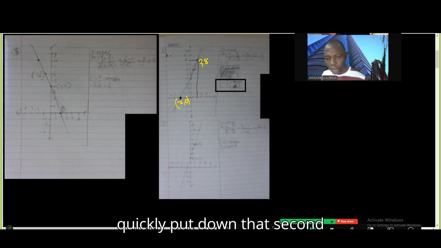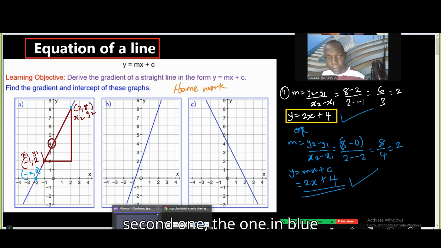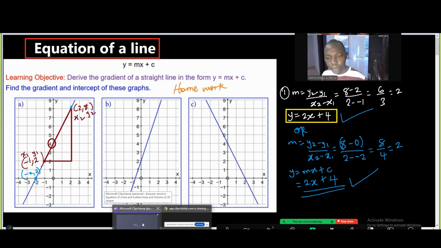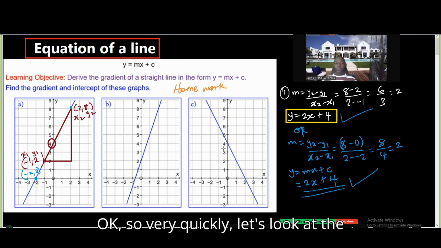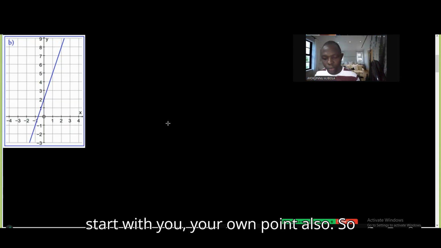But okay, quickly put down that second explanation. The one in blue handwriting. Okay, so very quickly, let's look at the second one and see. But for the second one, I'm going to start with your own point also. So, what are the coordinates you chose?